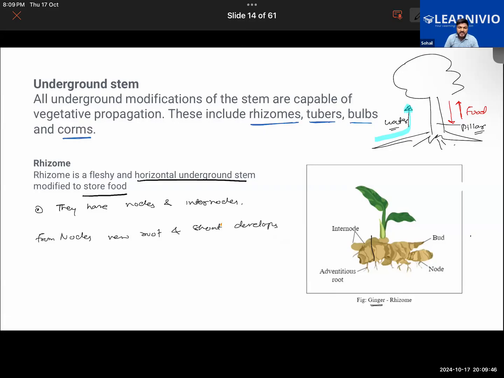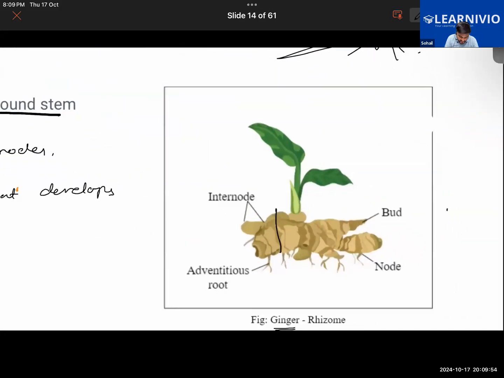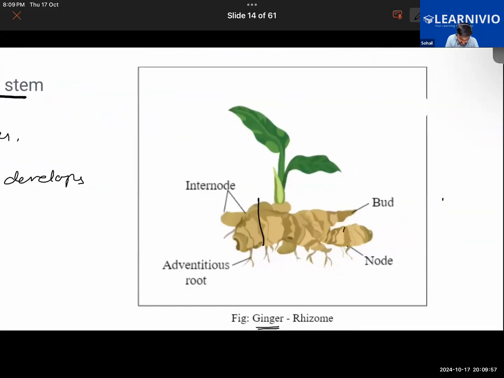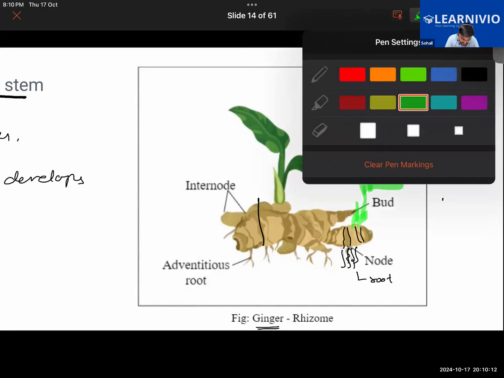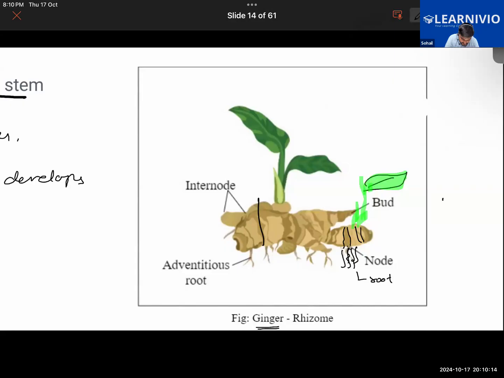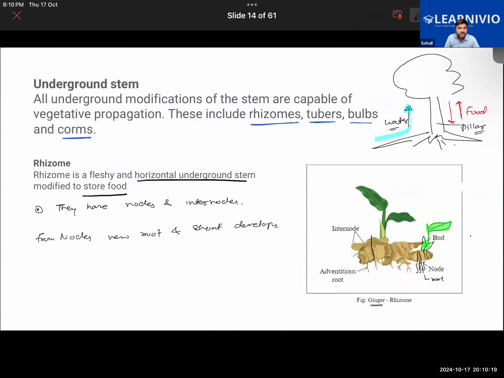So suppose I have taken this ginger and I'm going to put it under the soil. After a few weeks, I will observe that from this part the root will start to develop, and I will observe that the shoot will also start to develop from here. Getting my point, both of you? So this helps in vegetative propagation.